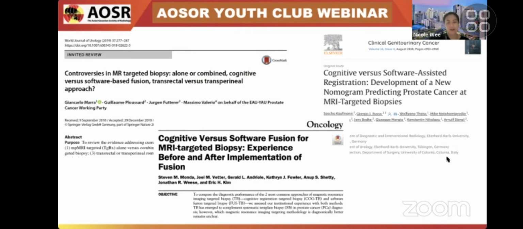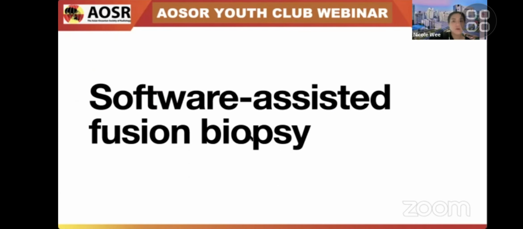So at present, the consensus statement of the American Urological Association and the Society of Abdominal Radiology justifies the use of cognitive biopsies in resource-poor settings, but recommends the fusion technique wherever expertise and facility are available. So I will now share more specifically about the software-assisted fusion biopsy technique, what I learned on fellowship, as well as what we use back in my home hospital in Singapore.